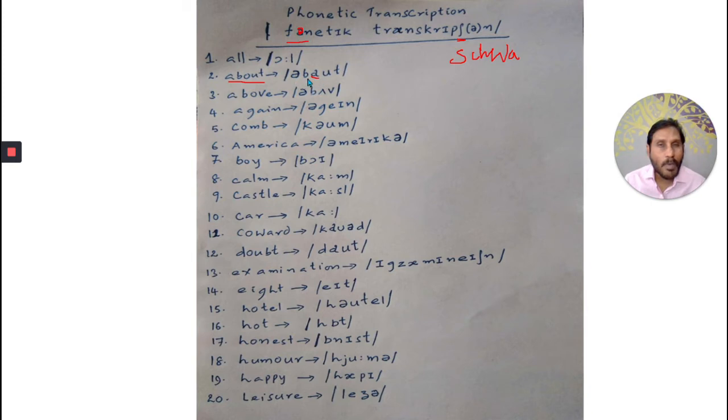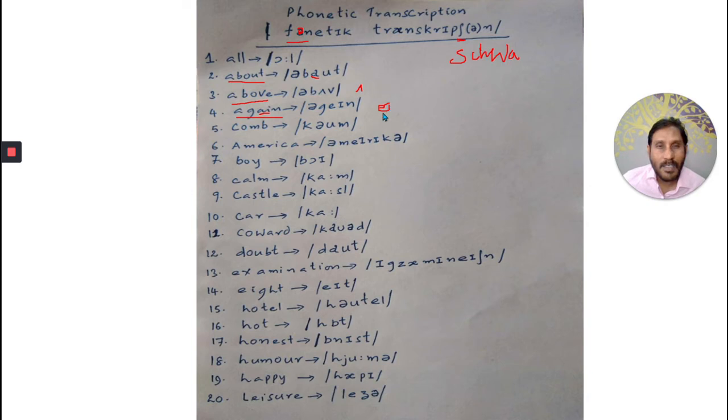About. The same way. Above. Bottom part of the mouth. Sharp a. Above. Again, I make a diphthong here.